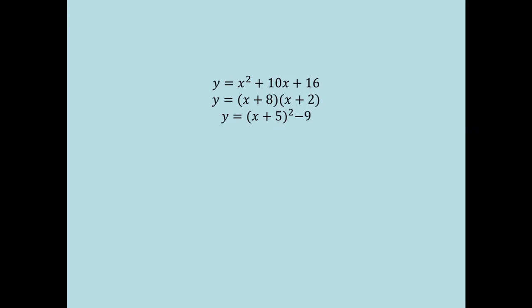Next, this quadratic was factorized so that I can see what my roots are. First, I've got my y-intercept is +16. My roots are -8 and -2, and completing the square, x is -5 and y is -9 at the vertex.